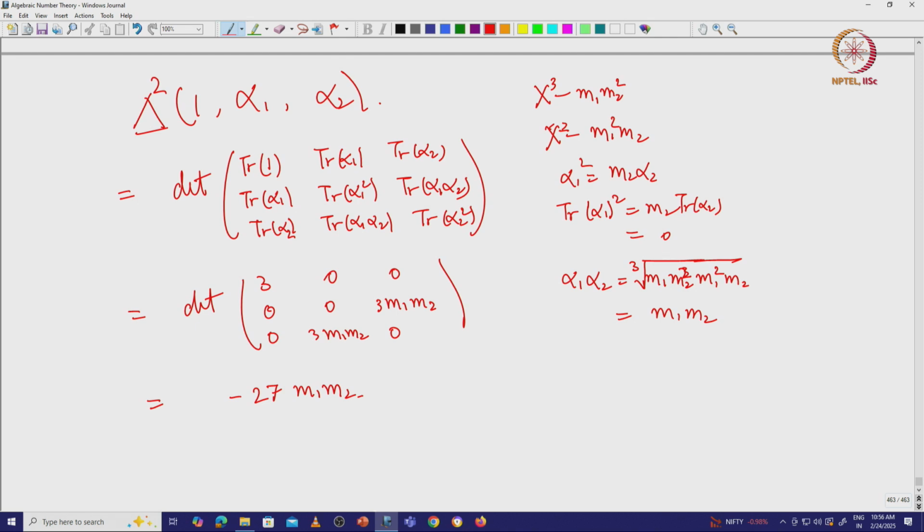I hope you understood this calculation. If not, you should do this calculation yourself, of computing a discriminant-like determinant. Sorry, this should be squared. So delta squared. Here is the proposition that we proved: delta squared of 1, alpha 1, alpha 2 is minus 27 M1 squared M2 squared.